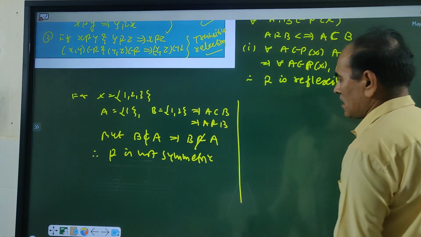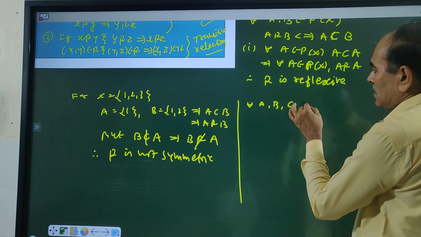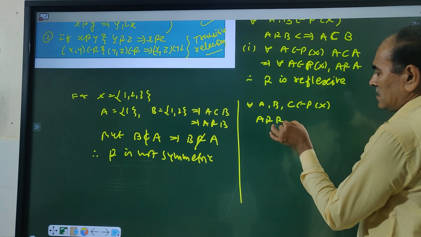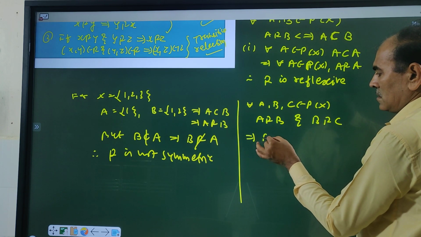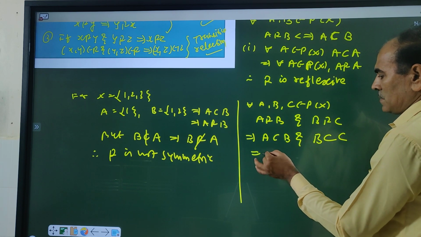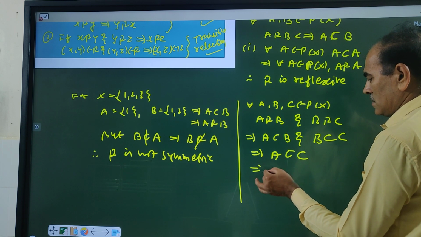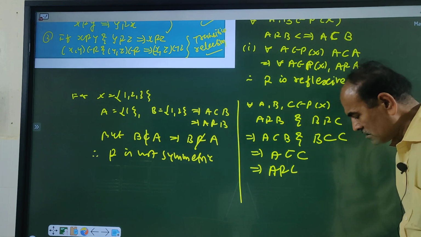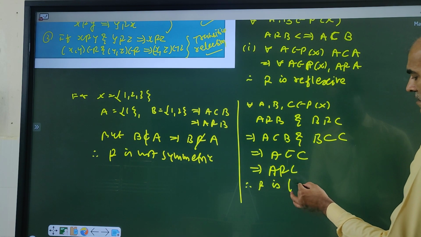Now same way, for all A, B, C belongs to P(X), let us consider A R B and B R C. Implies A is a subset of B and B is a subset of C. Implies A is a subset of C. And this implies A R C. So this relation is a transitive relation. Therefore R is transitive.